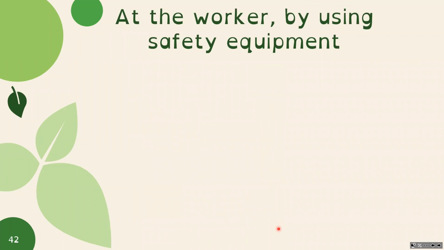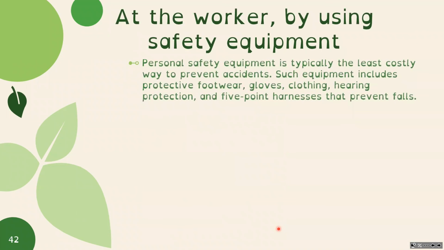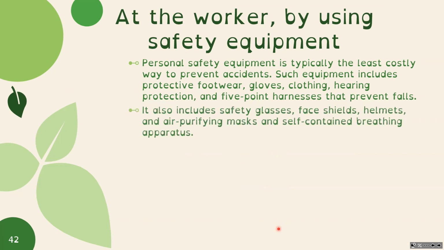And then finally at the worker by using safety equipment. So personal safety equipment is typically the least costly way to prevent accidents. Such equipment includes protective footwear, gloves, clothing, hearing protection, and 5-point harnesses that prevent falls. This also includes safety glasses, face shields, helmets, and air purifying masks, and self-contained breathing apparatus.